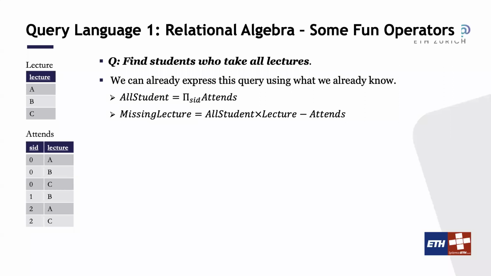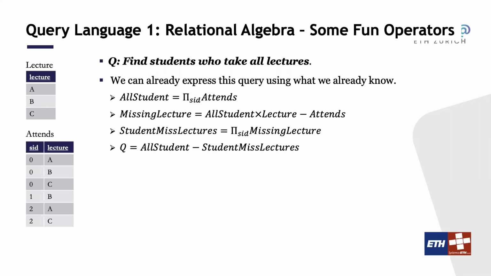This gives you all the missing lectures, all the student and lecture pairs in which the student didn't take that lecture. Then I can project the missing lecture relation on the student ID, to find all the students who miss at least one lecture. Then I can calculate the difference between all students and the students with at least one missing lecture. Then I get the students who took all the lectures. If my query is to find all the students who took all the lectures, this is just one way that you can do it.